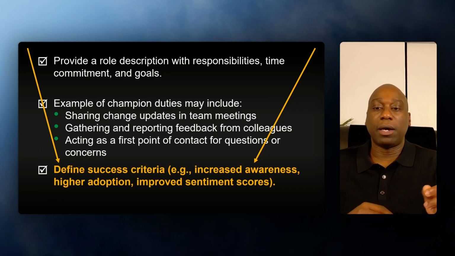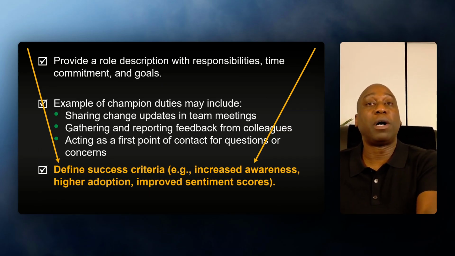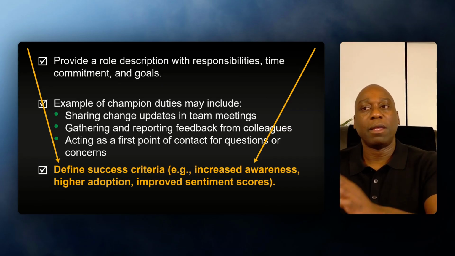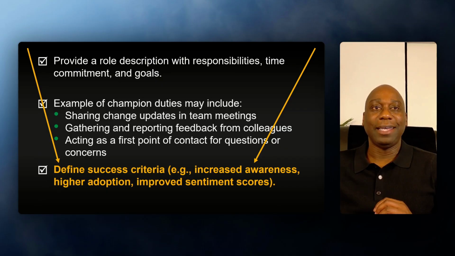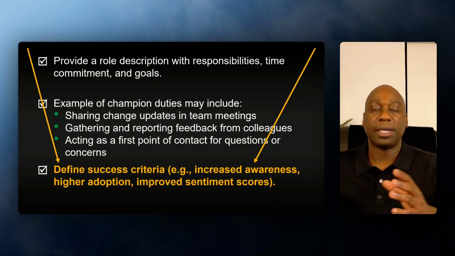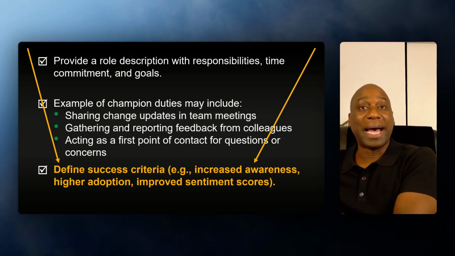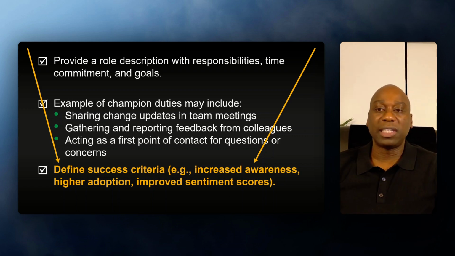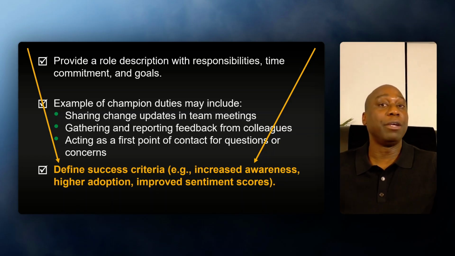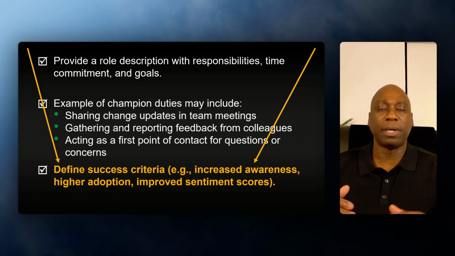Earlier on, we talked about the purpose. You want to define what is the purpose of that champion network for that project. Related to that is the success criteria. Consider the purpose and the objective as the front gate and the success criteria as the back gate. So for example, you can say, this champion network has been successful because they help increase awareness. They have been successful because they help increase adoption. They have been successful because they help increase sentiment, things like that.